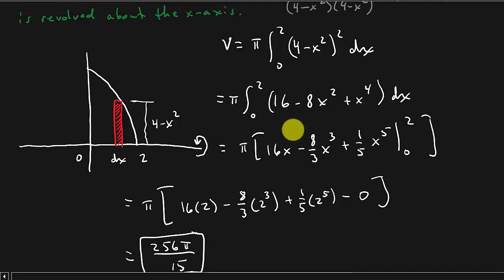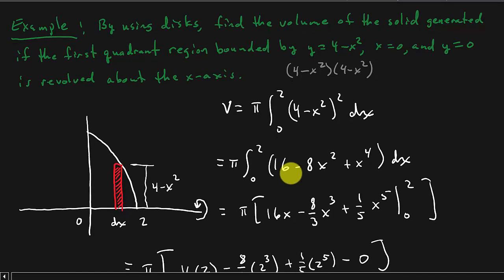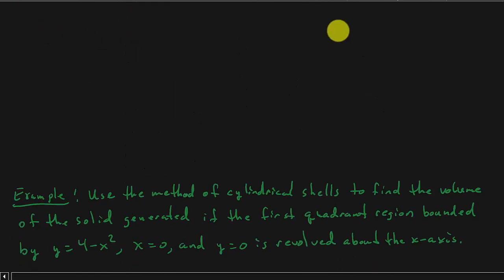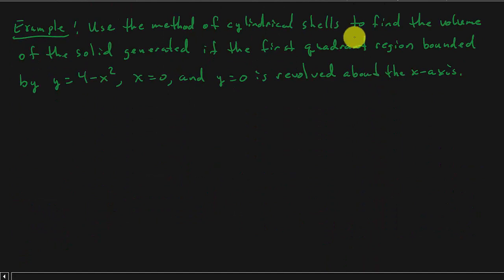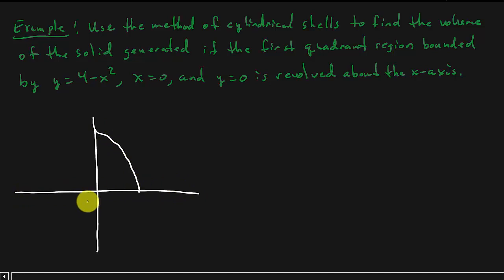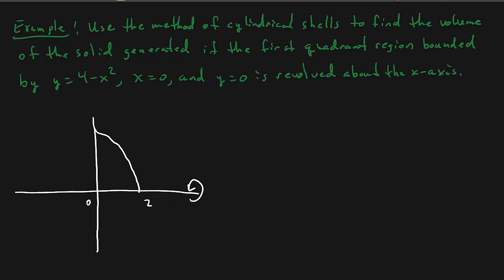All right, so guess what we're going to do now? We're going to do the same thing, revolve it about the x-axis, but this time we're going to set it up using shell method. Okay? So use the method of cylindrical shells. Same problem, but the shell method. So let's draw this in. That's 0, that's 2. We're revolving it about the x-axis, but they want us to use the shell method here.